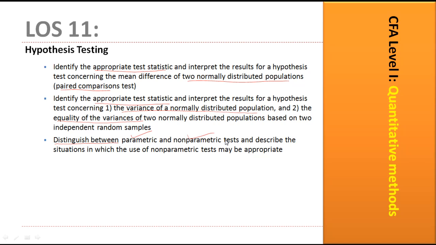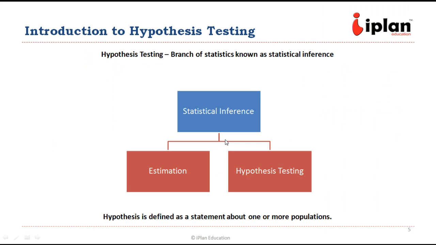So now let us start with the definition of hypothesis testing. This comes under the branch of statistics which is inferential statistics or statistical inference. Hypothesis testing basically comes under inferential statistics. There are basically two parts. One is estimation, another is hypothesis testing. In both these cases, we try to infer from a sample about some characteristic of a population.